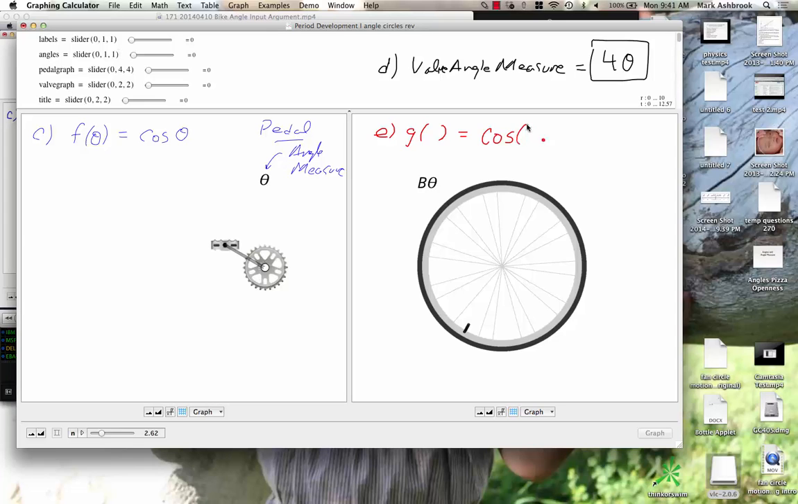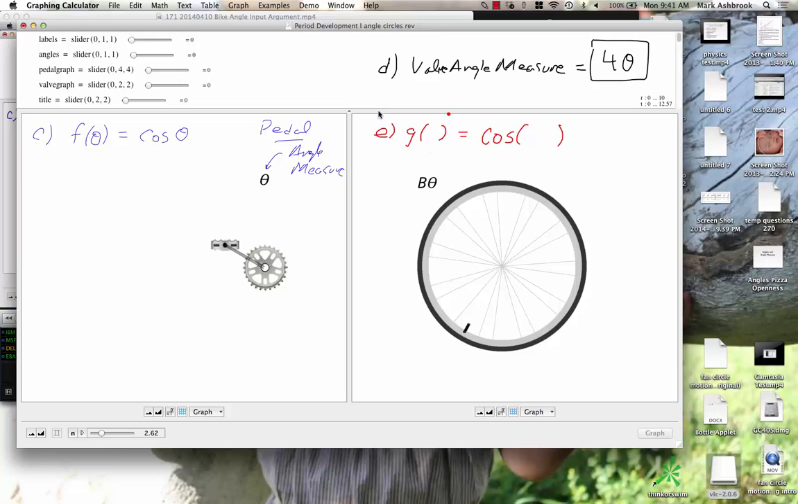So here's the key question. If g is outputting the horizontal distance of the valve, then what angle needs to be the argument of cosine? Does it need to be the pedal angle measure or the valve angle measure if the output is going to be the horizontal distance of the valve? The valve, right? So if we want the output to be the horizontal measure of the valve in fraction of a radius length, then that argument into cosine needs to be the valve angle. So it makes perfect sense. We need to put the valve angle into cosine, then it'll give us the valve horizontal distance.